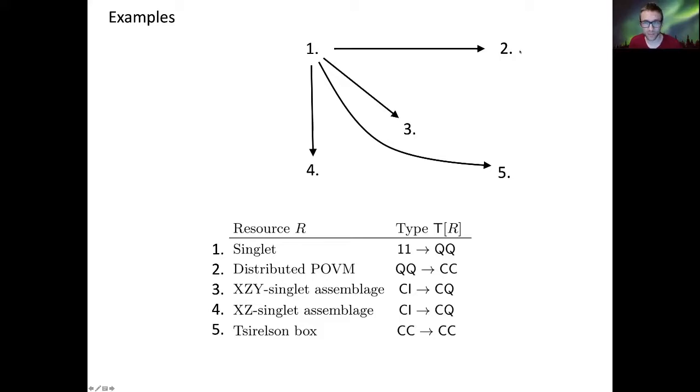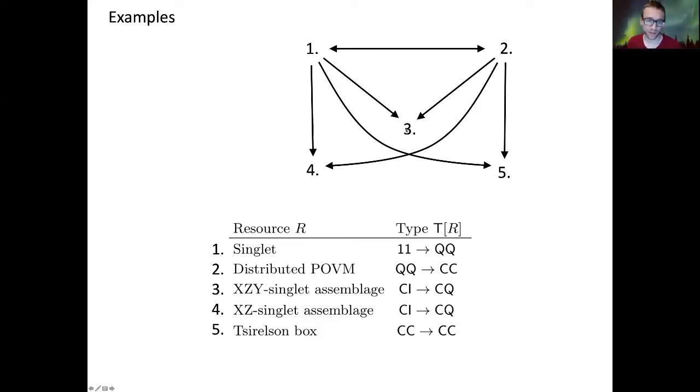What's less obvious, but what we prove in our paper, is this distributed POVM that we consider can be converted back into the singlet. So they're freely interconvertible. They're equally non-classical. And that means in particular, if 1 can be converted to 3, 4, and 5, then 2 can also be converted to 3, 4, and 5, just by transitivity.